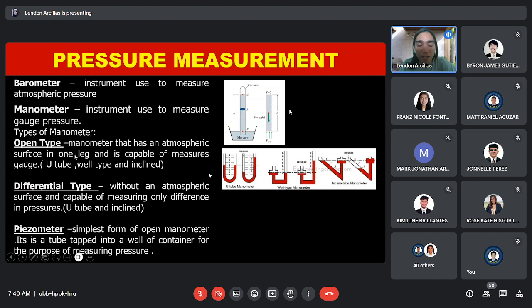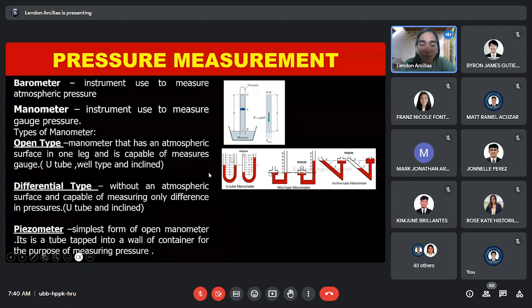And the open type manometers is subdivided into three depende kung ano yung shape ng kanyang glass. We do have U-tube, well-type, and inclined. So this is the U-tube open-type manometer. Well-type, so sa well-type naman, meron siyang source on the other end ng glass. So meaning meron siyang parang container, pero open pa din siya. Last is the inclined. Of course, naka-inclined yung glass type.